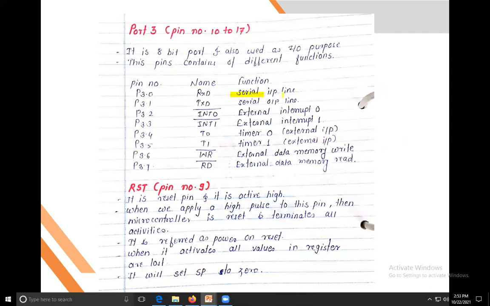Port 3 has the serial input line, the serial output line, external interrupt 0, external interrupt 1, timer 0 external input, and timer 1 external input. Then write and read for external data memory, to write data into it and read data from it. Okay, the reset pin we will discuss in the next lecture.